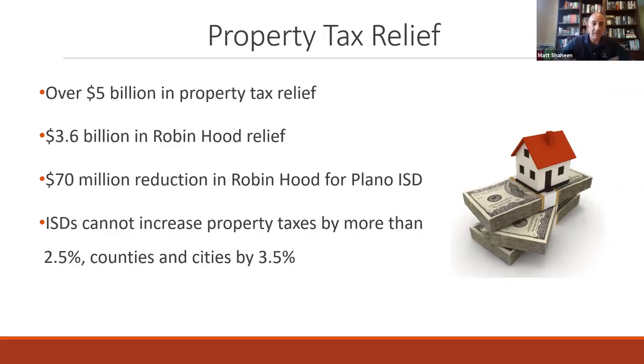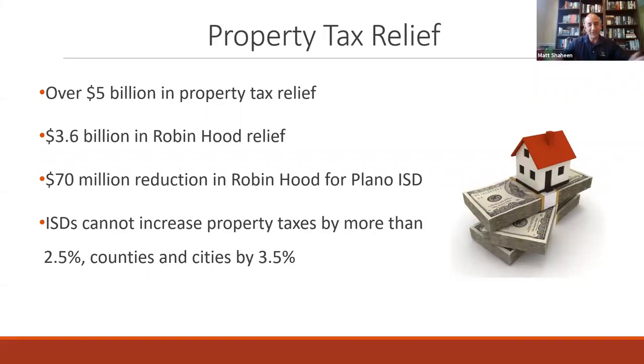So what does that mean for Plano ISD? Their Robin Hood payment down to Austin was reduced by $70 million. Now there's still a lot more work to go because their Robin Hood payment is still over $100 million. This has been around for so long that it's going to take us multiple sessions to address, but we're finally in a position where we can start tackling Robin Hood.